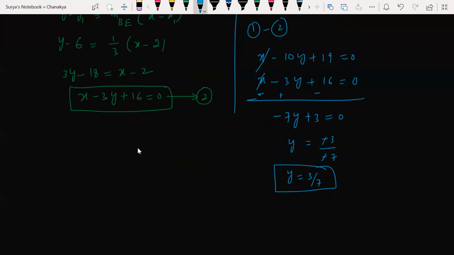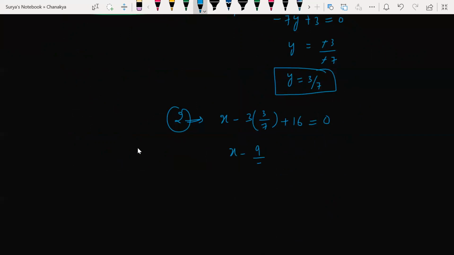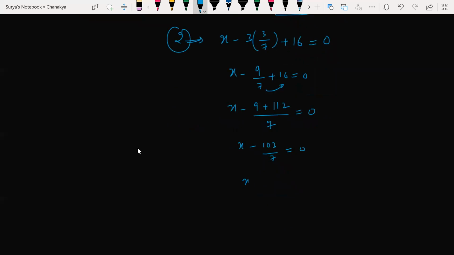Okay. Now you substitute in any one of the equations. Let me take the second equation. Let me substitute the y value in the second equation. x minus 3 into 3 by 7 plus 16 is equal to 0. So x minus 9 by 7 plus 16 is equal to 0. Cross multiply, 16 times 7 how much? 112 by 7. x minus 103 by 7 is equal to 0. Correct? Yes, sir. So x value is 103 by 7, is my answer.